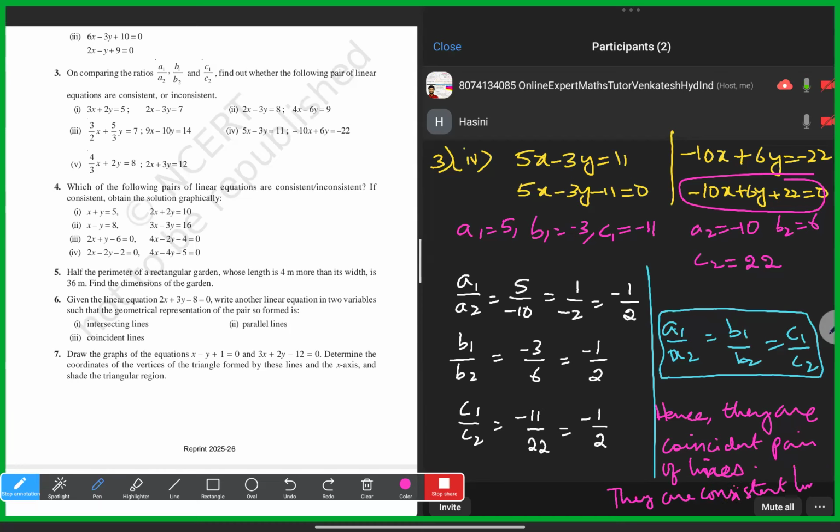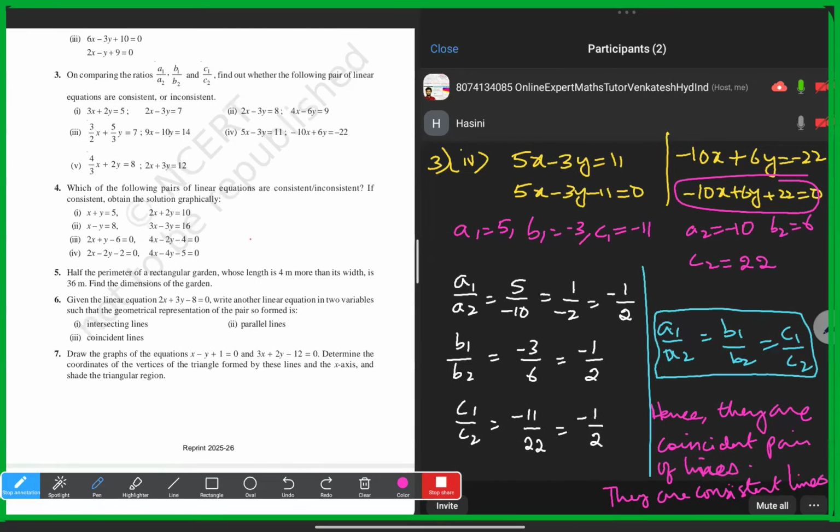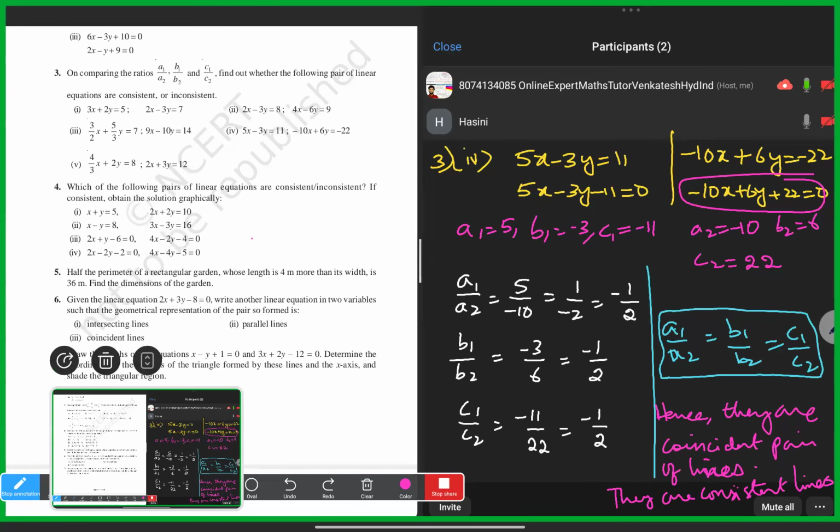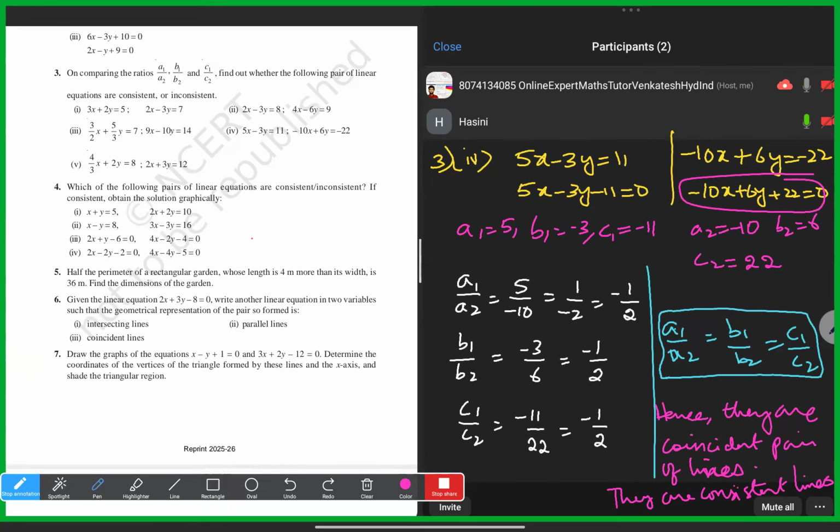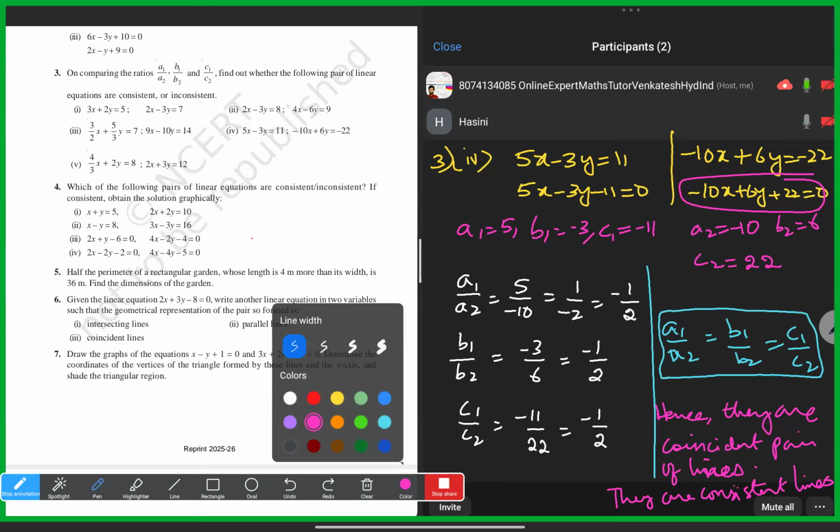Because they have infinitely many solutions, but since solutions exist, whether it is intersecting lines or coincident lines, they will come under the consistent pair. Just for confirmation, also check the back answer. The back of the book also shows the same. Okay, so we'll go to the fifth one.